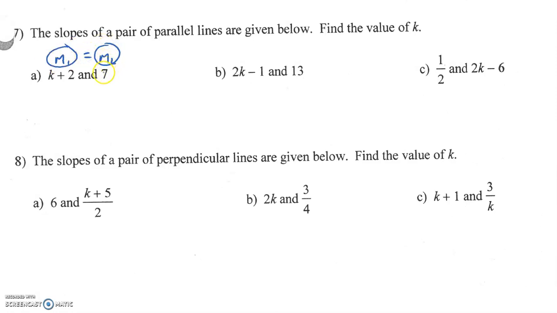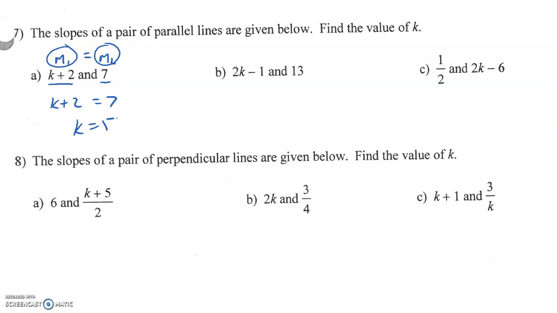That's why they're parallel. Well, that means that this k plus 2 and the 7 must be equal to each other. So k plus 2 has to be equal to 7. So the slope of the first line has to be equal to the slope of the second line. Well, then it's just basic operations. If k plus 2 has to be equal to 7, well then k has to have a value of 5.